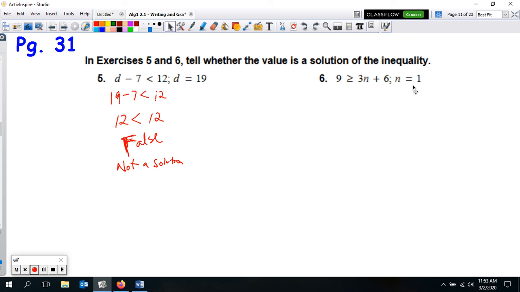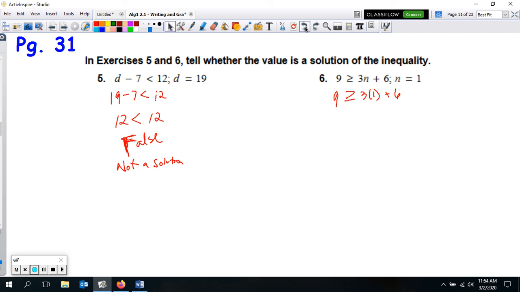Let's check this one over here. The number they want us to check is 1, n equals 1. Here's the inequality: 9 is greater than or equal to 3n plus 6. We're going to plug in 1 right here, multiply it by 3, then add 6, and then see if that is really less than 9, because the mouth of your alligator is opening towards the 9, so 9 is supposed to be greater than, or it could be equal to, this number over here.